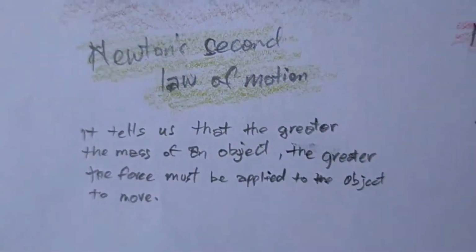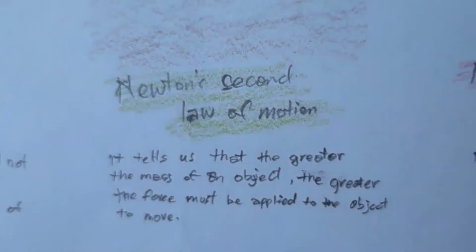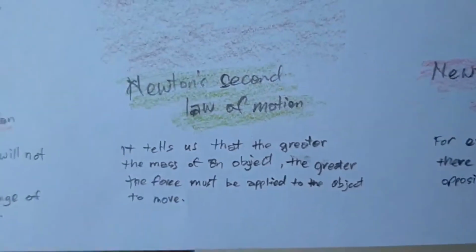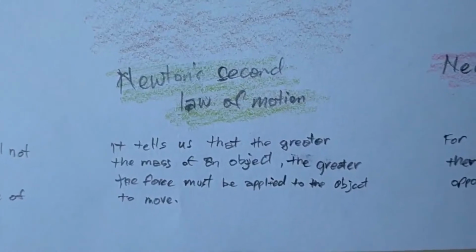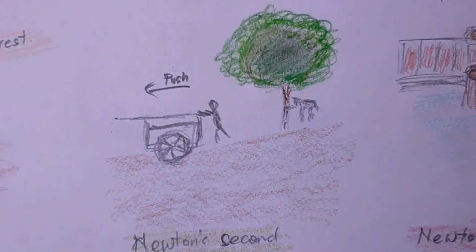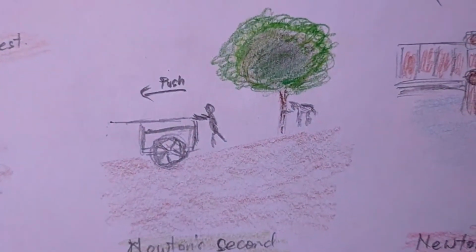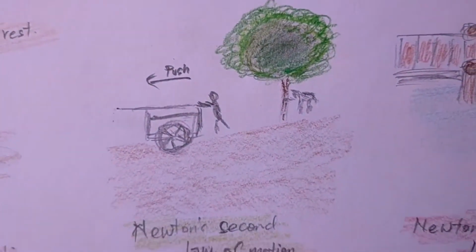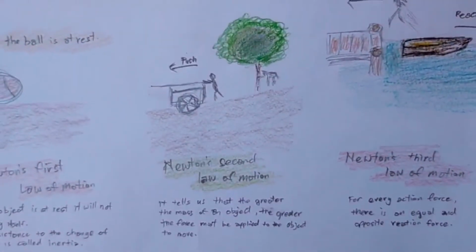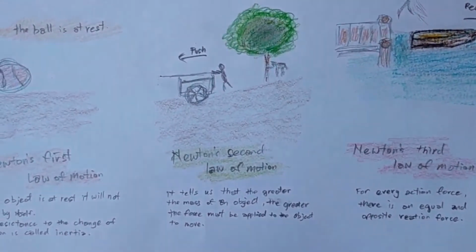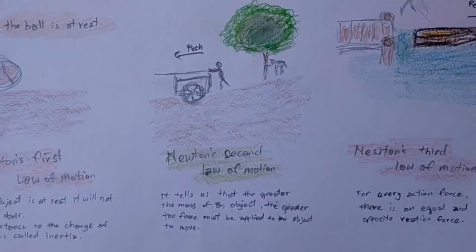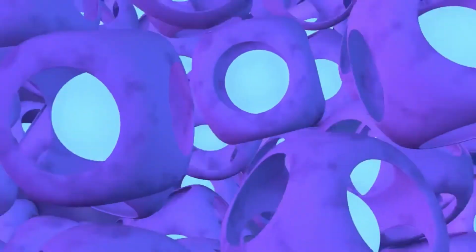The second law of motion tells that the greater the mass of an object, the greater the force that must be applied to the object to make it move with a certain velocity. The rate of change of velocity is called acceleration. When a net force acts on an object, the acceleration of the object is directly proportional to the magnitude of the net force, in the same direction as the net force, and inversely proportional to the mass of the object.